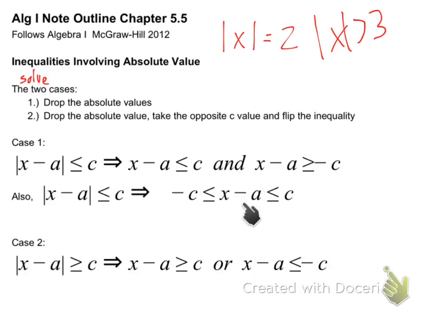So, what are the rules? You can drop the absolute values, leave it as is. Drop the absolute value, take the opposite of C, and flip the inequalities. Solve them out separately, put them on the same number line. You are done. Yes? It can be as easy as that.